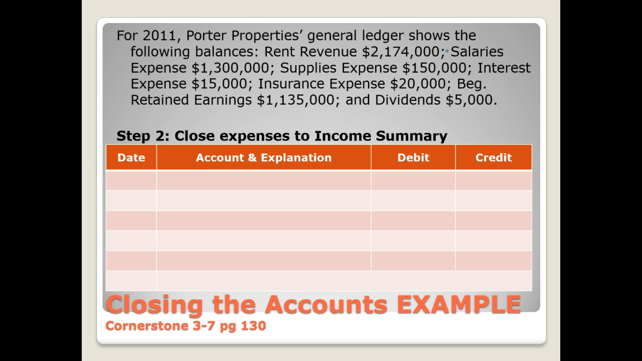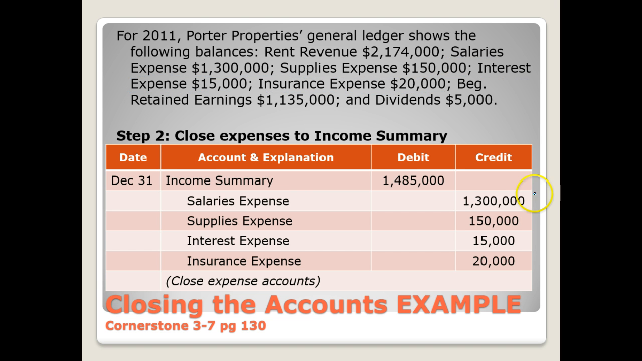Next, I need to close all the expenses. Well, there's quite a few expenses here, right? We've got salaries expense of $1.3 million, supplies expense of $150,000, interest expense of $15,000, and insurance expense of $20,000. Expenses would have been entered as debit entries throughout the year. So in order to close this account, I'm going to have credit entries to each of those expense accounts. And notice, a credit entry for each one of the expense accounts, and then I debit income summary. And this is all as of the end of the year. That's when we close the accounts.